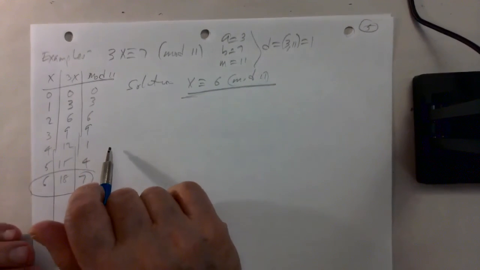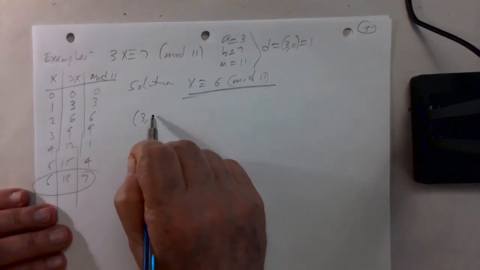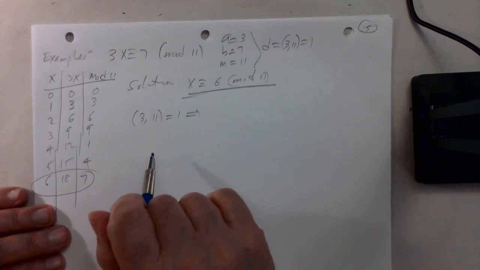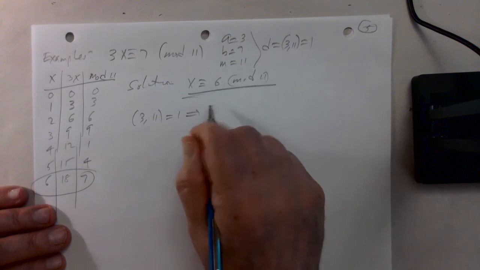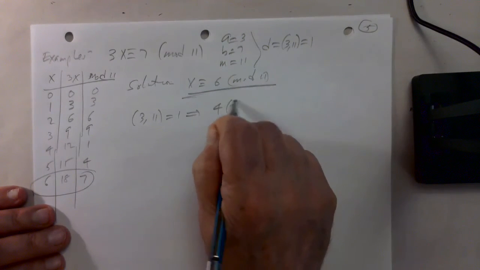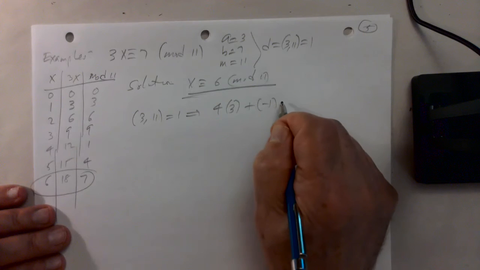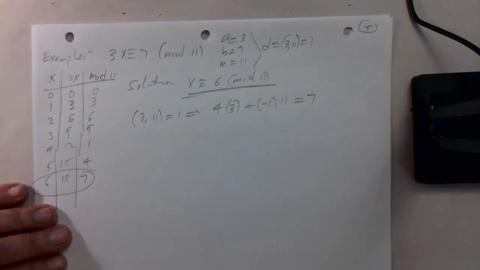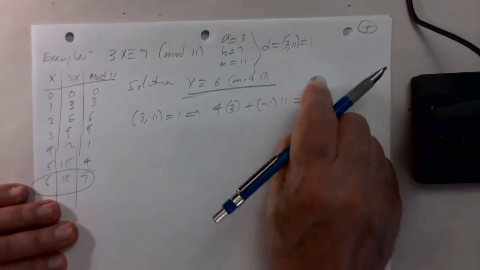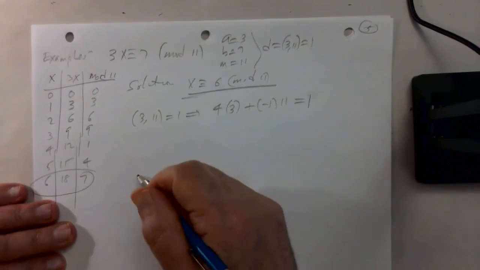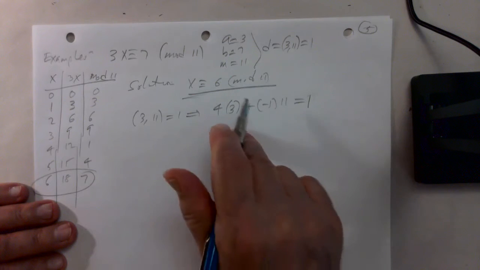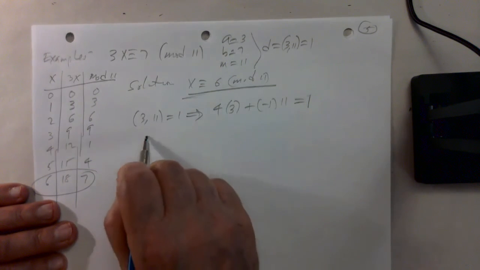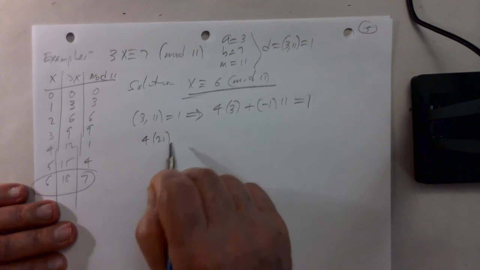What's another method? Well, if the greatest common divisor of 3 and 11 is 1, this means you can write 1 as a linear combination of 3 and 11. For example, 4 times 3 plus minus 1 times 11 equals 1. I just found this, but you can also get this from the Euclidean algorithm. Multiply this equation by 7.